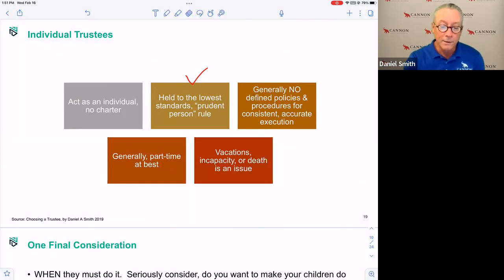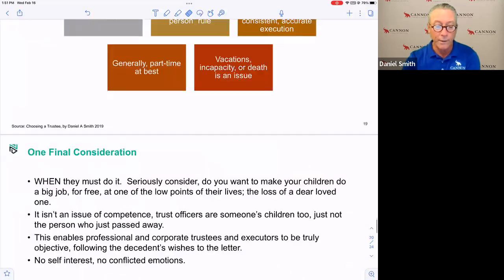And certainly long-term especially, these can be problematic because of vacations, incapacity, death, and the need for an ongoing successor arrangement to that.